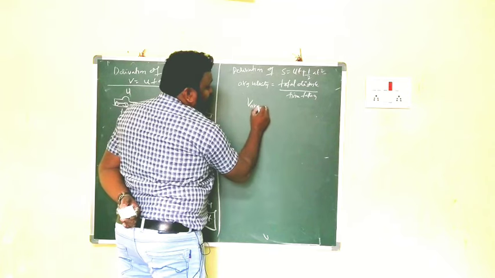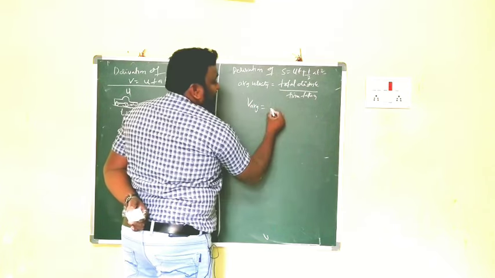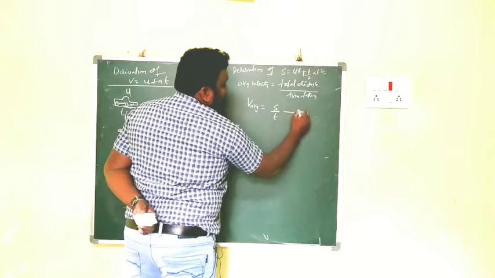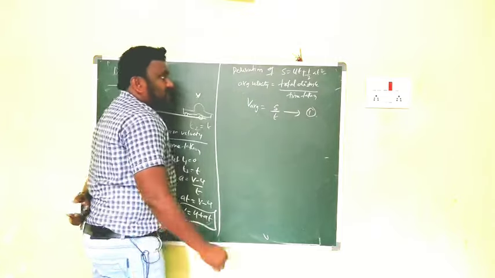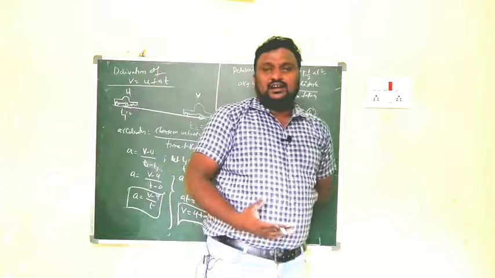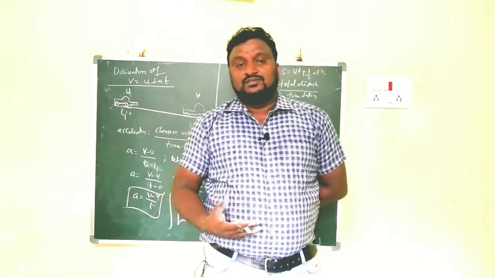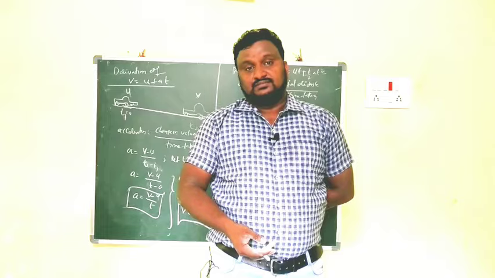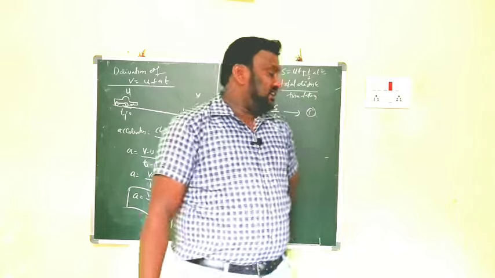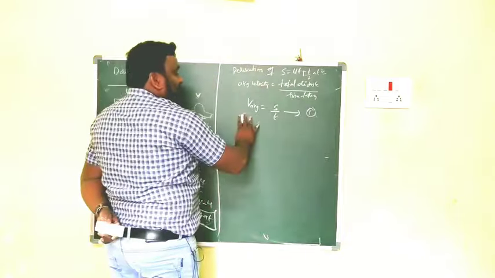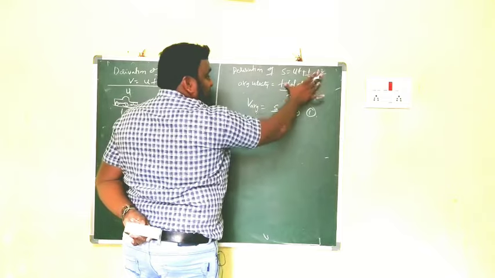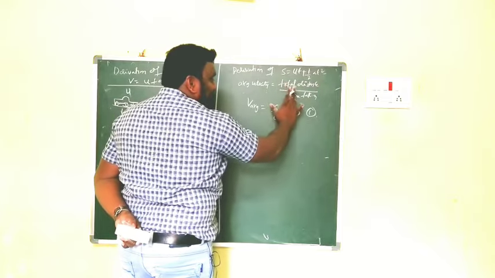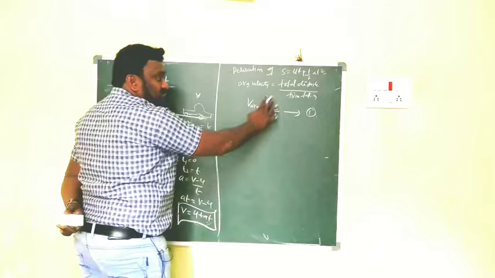So in this case, I am writing now: average velocity, v average, is equal to the total distance, that is s, by t. Clear? We know that the average is total marks by number of subjects. So that's why here, simply I am taking average velocity is equal to total distance by time. Here s is the total distance and t is the time. v average is equal to s by t.